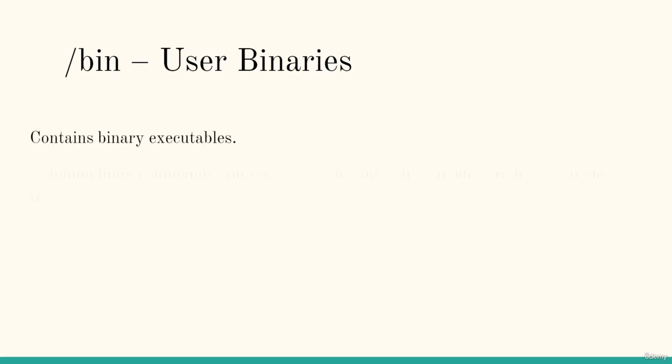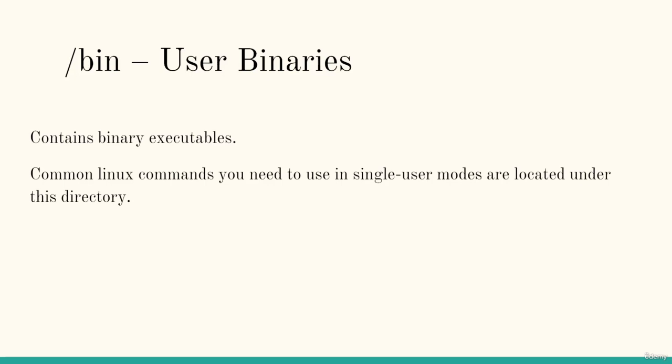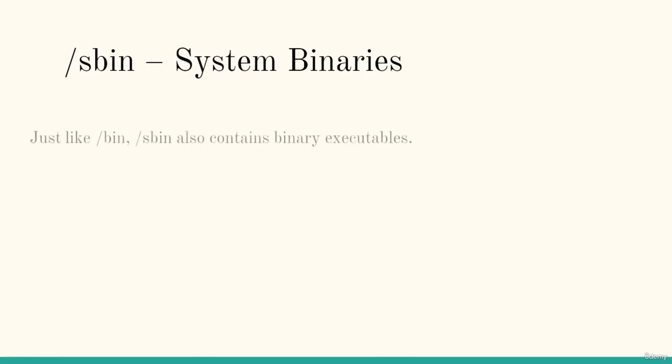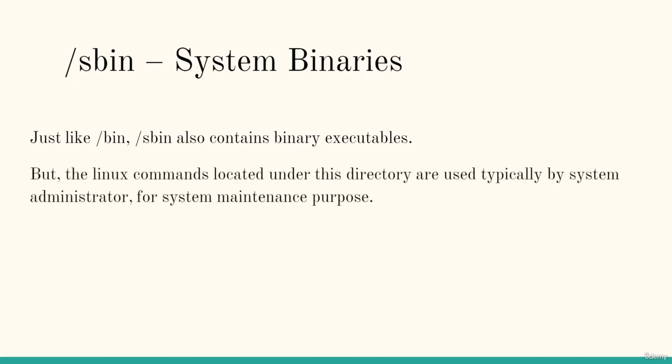Now let's start with the bin, the user binaries. It contains the binary executables. Common Linux commands you need to use in single user mode are located under this directory. Commands used by all the users of the system are located here as well. For example, the ps command, ls, grep, cp for copy, etc. Next, the sbin, the system binaries. Just like the bin, the sbin also contains binary executables, but the Linux commands located under this directory are typically used by the system administrator for system maintenance purposes. For example, iptables, reboot, fdisk, ifconfig, swapon, and so on.